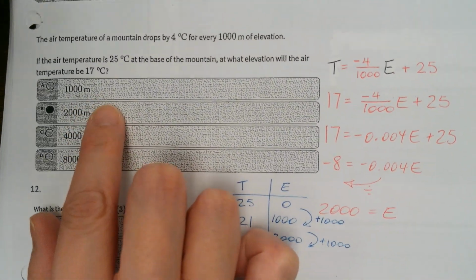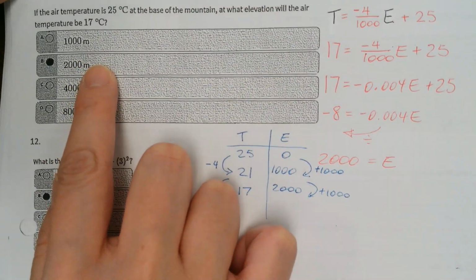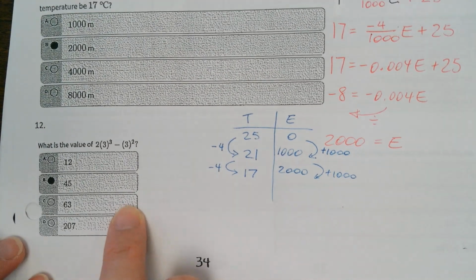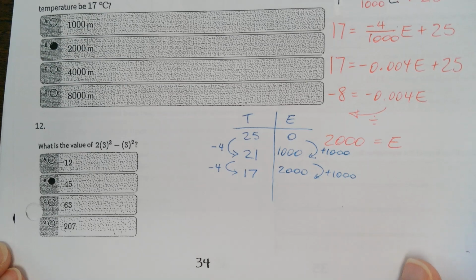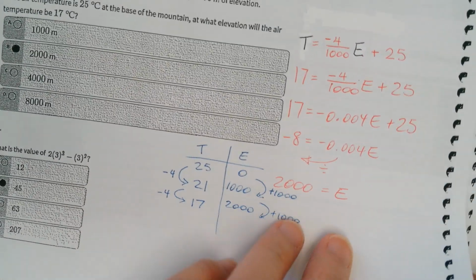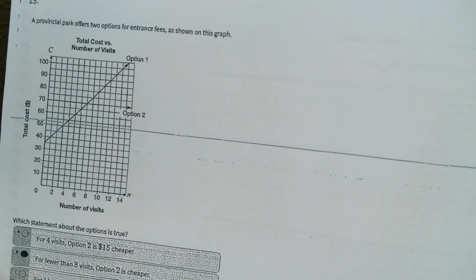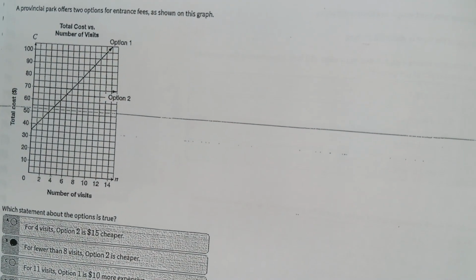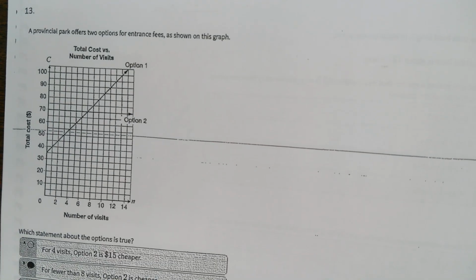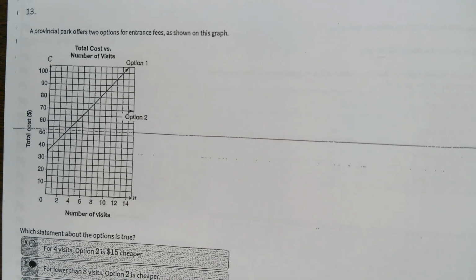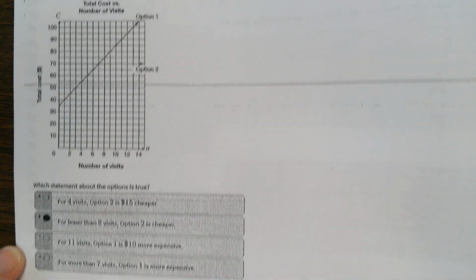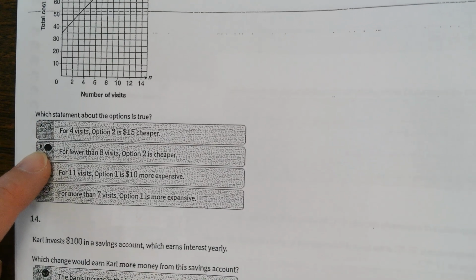Number 11, we went over that. It's 2,000 meters. Number 12, 45. And believe it or not, they asked quite a few of those finance questions. On the final exam, you'll see more slope. On EQAO, it's more finance questions. That's the change that I realized in the last few EQAO. Number 13, option 2.